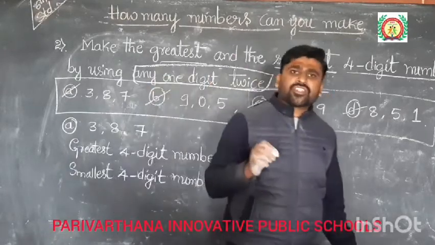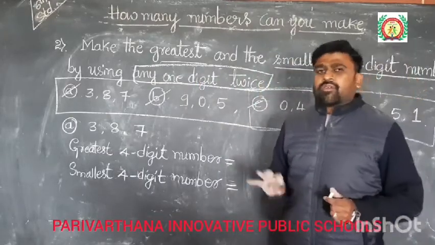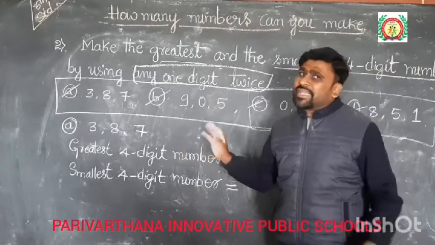Clear? Regarding the first main, they gave a total of 4 digits. Clear? 4 digits were given, and they made it an easy 4 digit number.